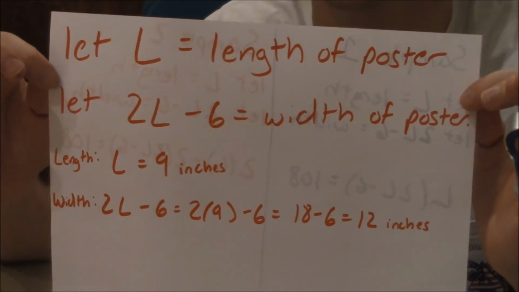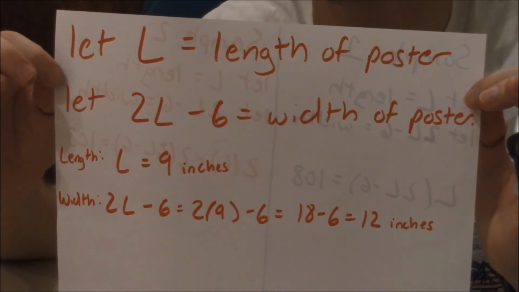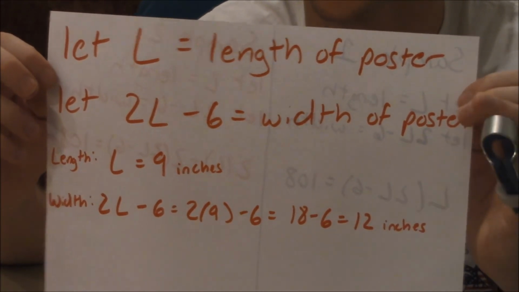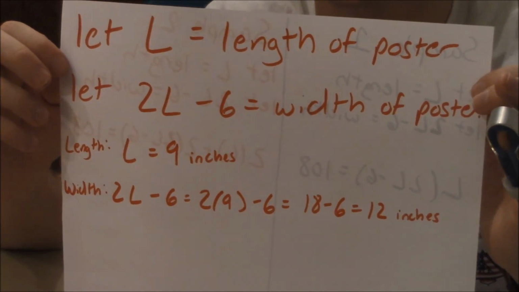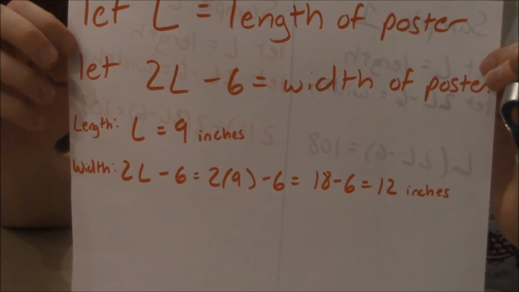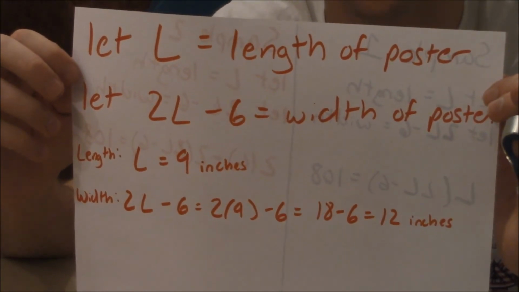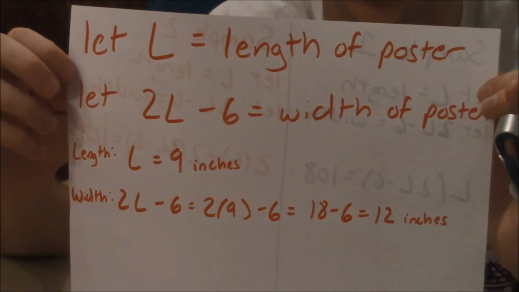And come back together in 3, 2, 1, time. Since we know the value of L is 9 inches, to find the width, we simply substitute in 9 for the value of L in the expression 2L minus 6. And we find the width of the poster is 12 inches.